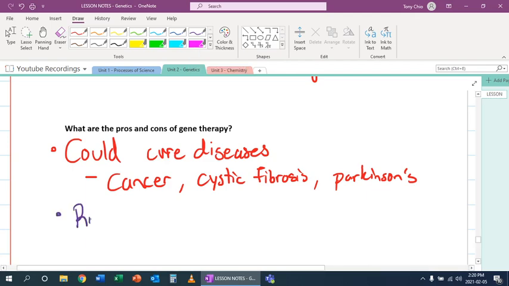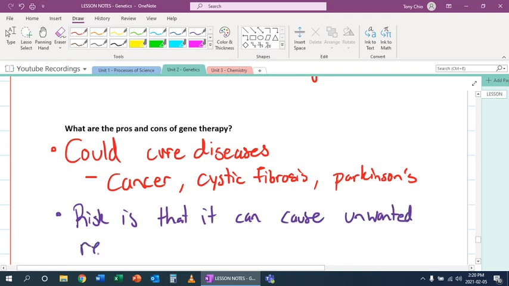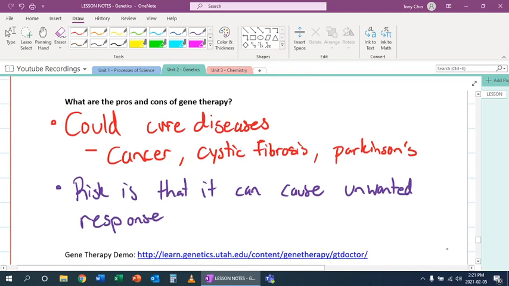But there's risk. The risk is that it can cause unwanted responses. Let's say, for example, your body is allergic to this treatment. It's an unwanted response. But we are improving on these every day. We have, for example, a new type of gene therapy called CRISPR that is getting perfected right now. That could be revolutionary. And if you're watching this video in the future, it could already have happened already.